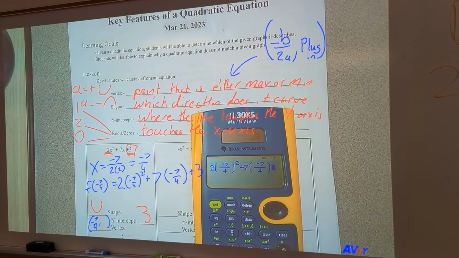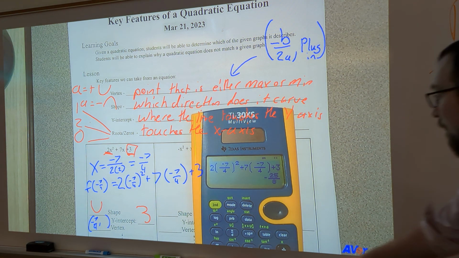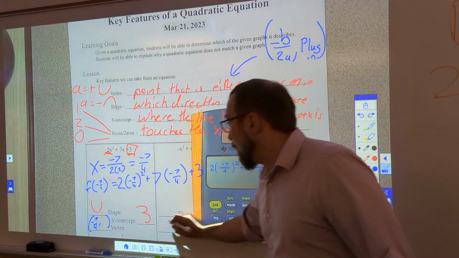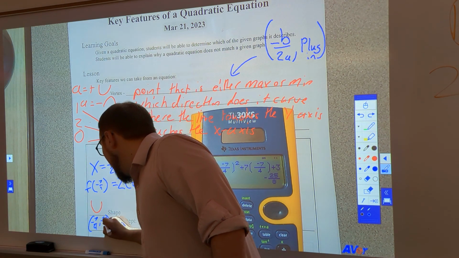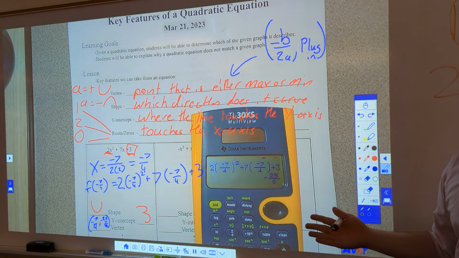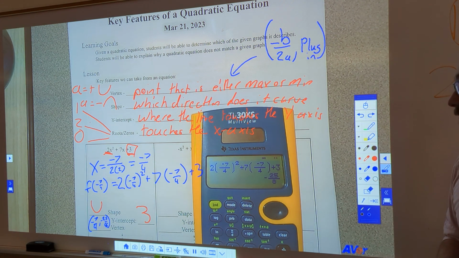It's important that you put that parentheses in there or else the calculator is going to get confused. And then we are going to add on 3, plus 3. I'm going to hit enter, and that says my answer is negative 25 over 8. So that means our y value is negative 25 over 8. And with this information, we can actually come up with a graph for this equation.